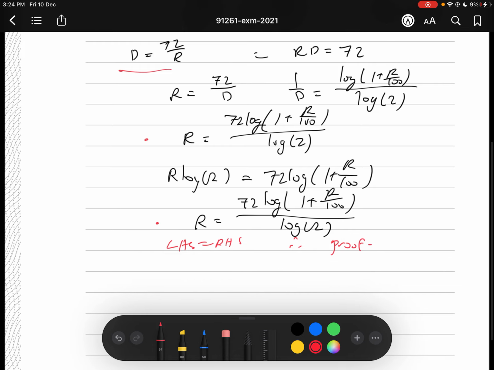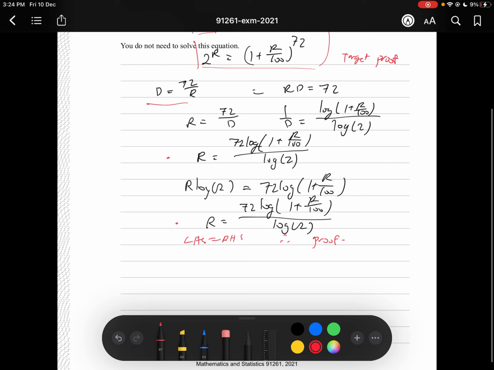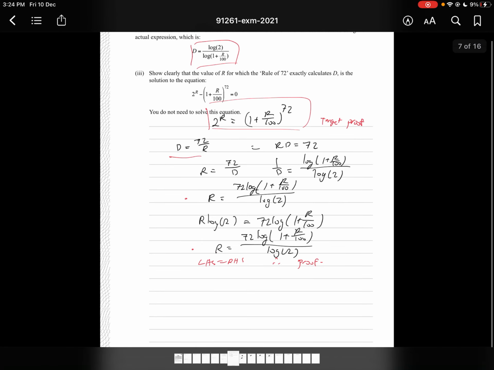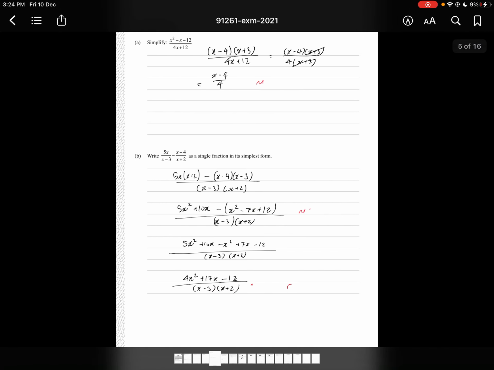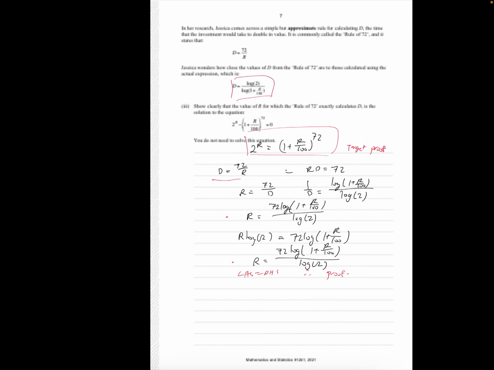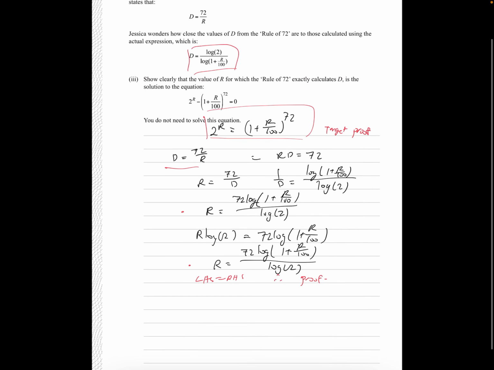And that's our final answer for this question. And in terms of grading for the questions, it's pretty tough to see what NCEA is looking for. So okay, that's question 2.